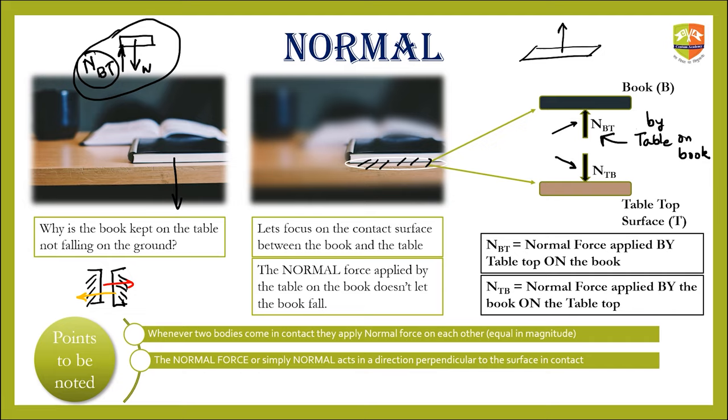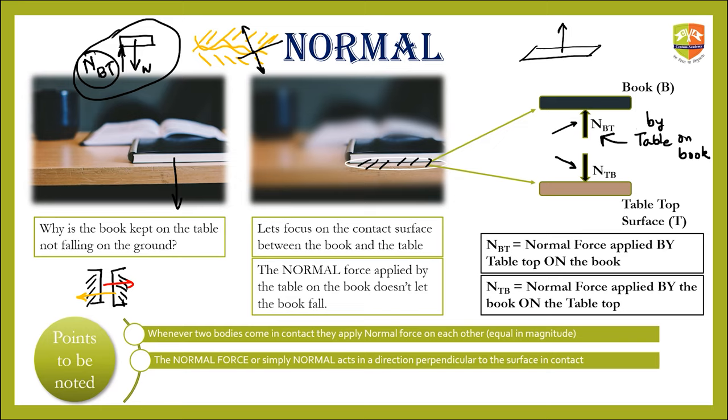Now you can ask, what about two rough surfaces? Let's say there is one surface like that and another one is something like that, and they are in contact with each other. So let's say this is one contact surface and this is another contact surface. What happens? At each location, there will be one normal, right? If you take a very fine, microscopic view, you will see that there is a tangent, and on that surface, there will be a normal acting like that on both sides, right?